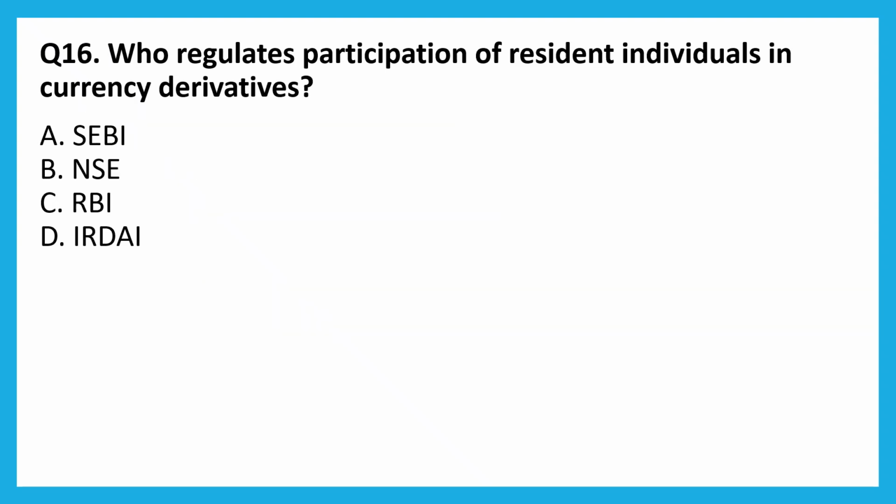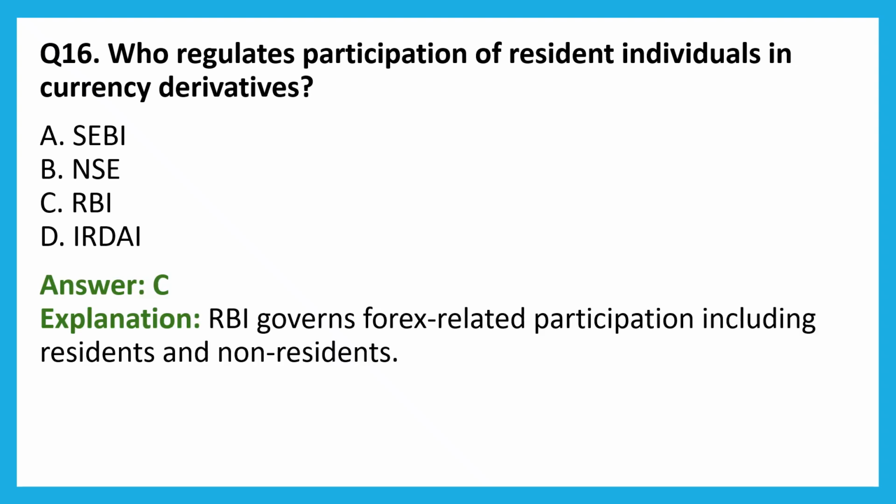Next question. Who regulates participation of resident individuals in currency derivatives? Option A, SEBI; option B, NSE; option C, RBI; and option D, IRDA. Correct answer is option C, RBI. It governs forex related participation including residents and non-residents.